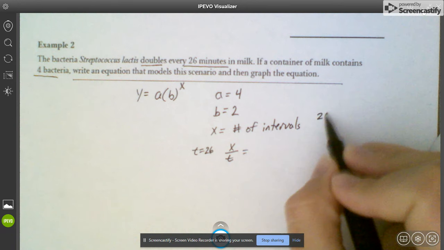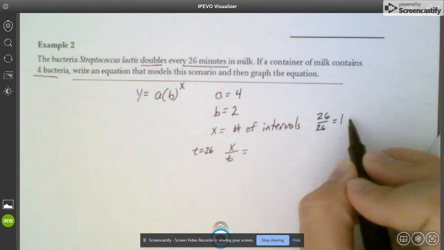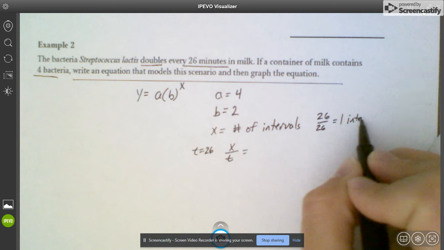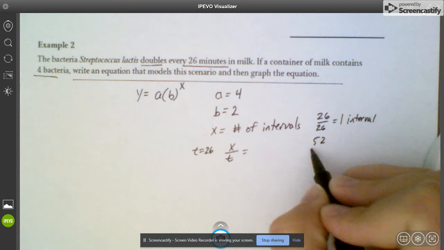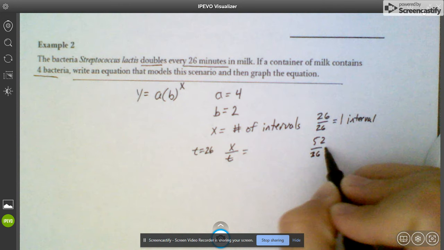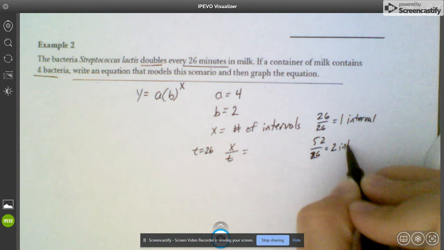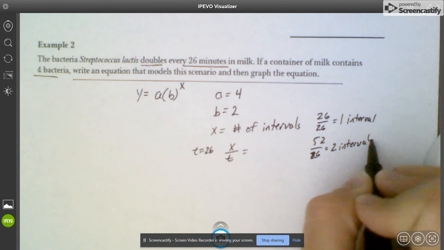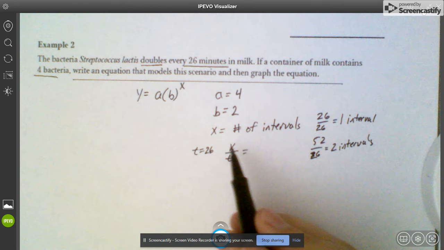26 over 26 would be one interval. In other words, it'll double one time. If 52 minutes pass, that's 2 intervals. So however long it takes for the interval to happen, we put on the bottom, and the actual units that you're using to measure go on top.